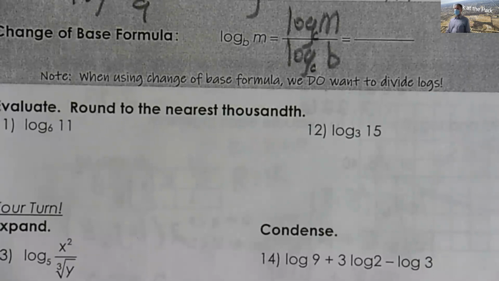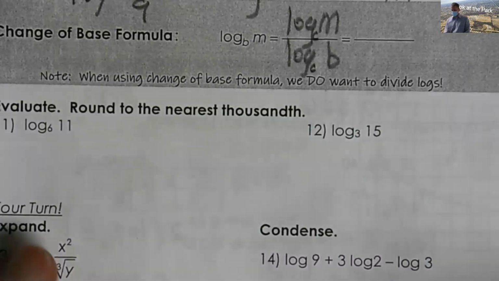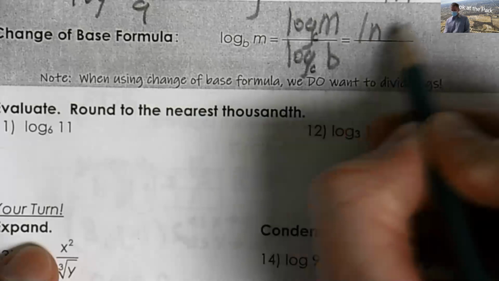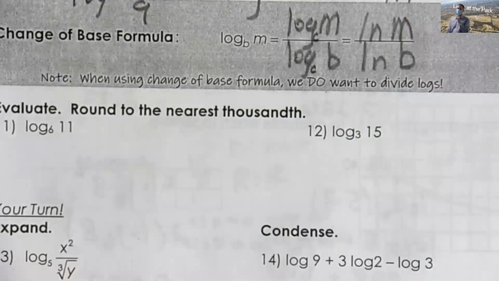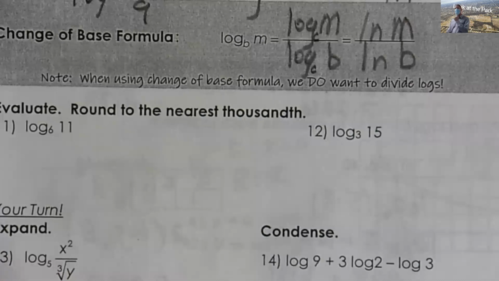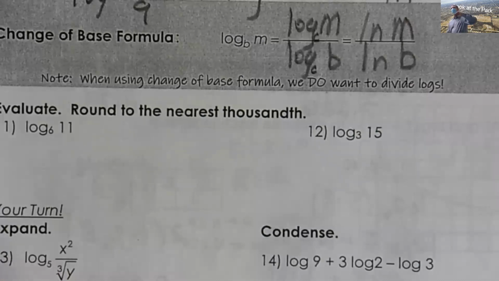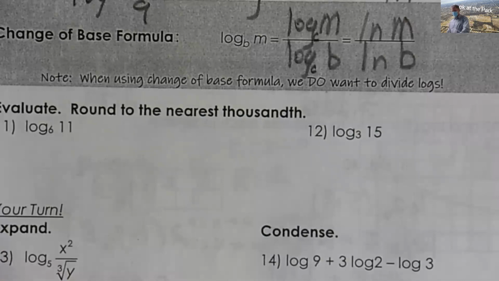But could you change it to an e? If you changed it to a base of e, you'd write that as the natural log of m over the natural log of b. Notice here, you're writing the natural log or the logarithm twice.